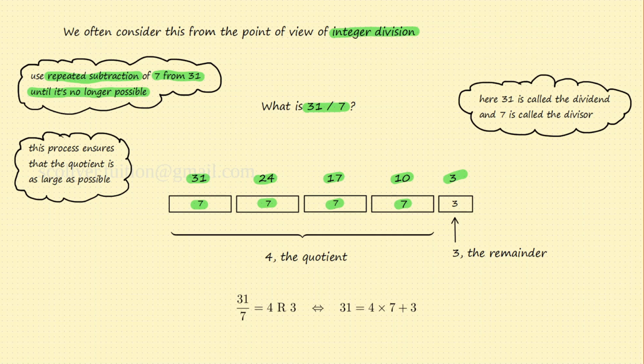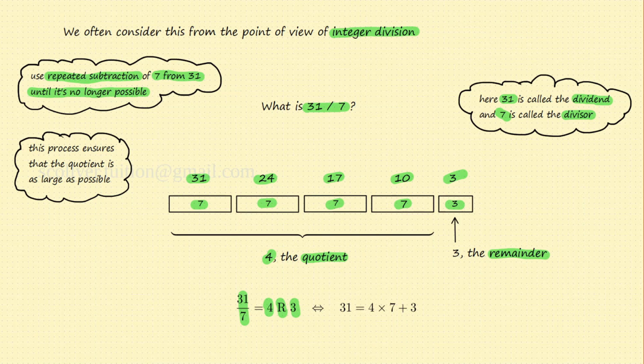We could subtract 7 from 31 4 times before we were about to produce a negative number, and we call 4 the quotient. The 3 that was left over at the end of the process of subtraction is called the remainder. 31, the number we started with, is called the dividend. 7, the number we are dividing by, is called the divisor. And we more usually write down that process symbolically by saying 31 divided by 7 is 4, remainder 3.